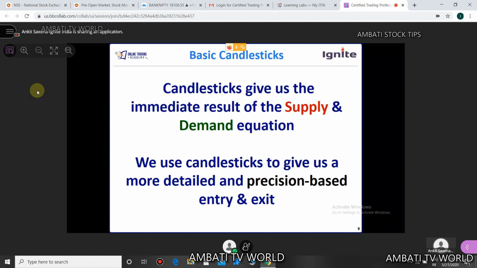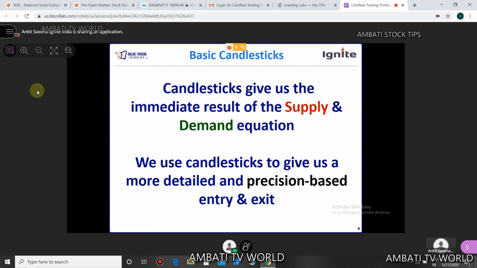Okay, so candlesticks give us the immediate result of the supply and demand equation. Now, if you see guys, we have other types of charts as well. We have line chart, we have bar chart, we have candlestick chart. Now, candlesticks give you a more clear view. Why? Because candlesticks, first of all, are a 3D chart. We see the 3 dimensions on a candlestick chart, which we cannot see on the line chart or on the bar chart.